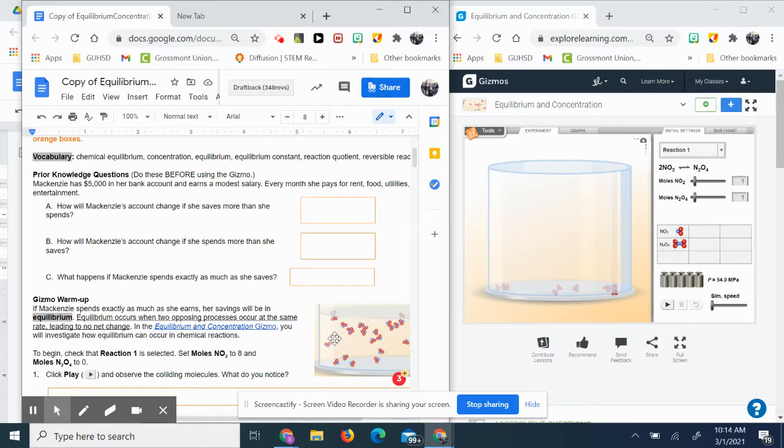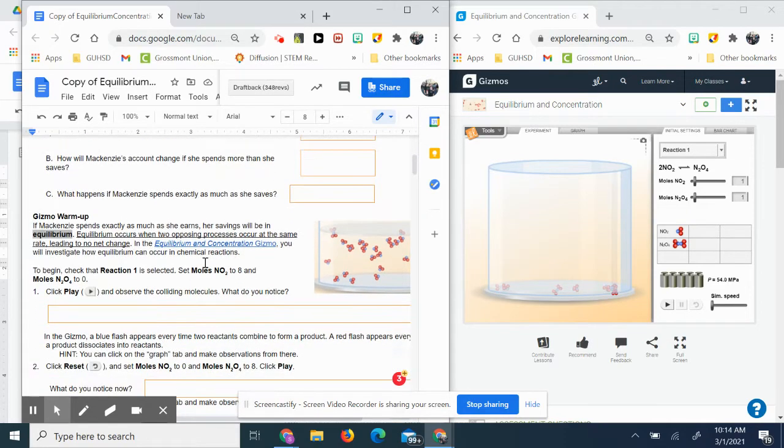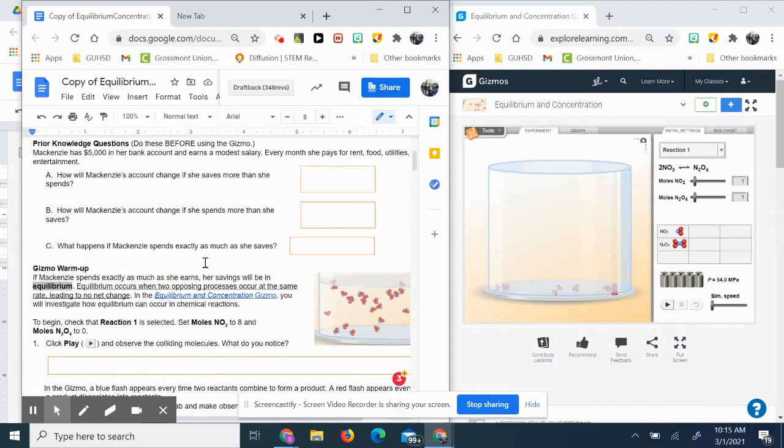The statement is that Mackenzie has $5,000 in her bank account and earns a modest salary. Every month she pays for rent, food, utilities, and entertainment. How will Mackenzie's account change if she saves more than she spends? How will the account change if she spends more than she saves? Or what will happen if Mackenzie spends exactly as much as she saves? So what's going to end up happening to her account balance in all of these situations?